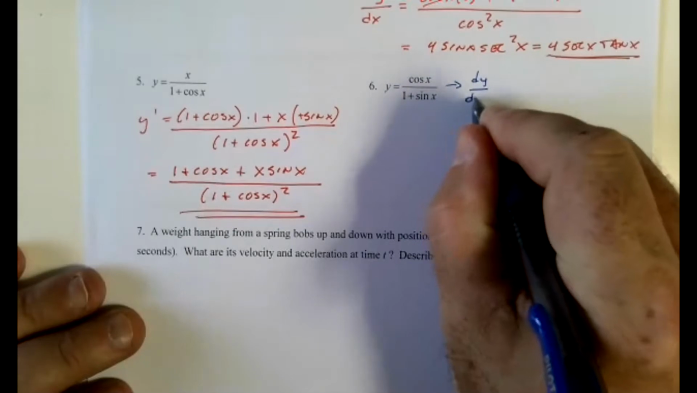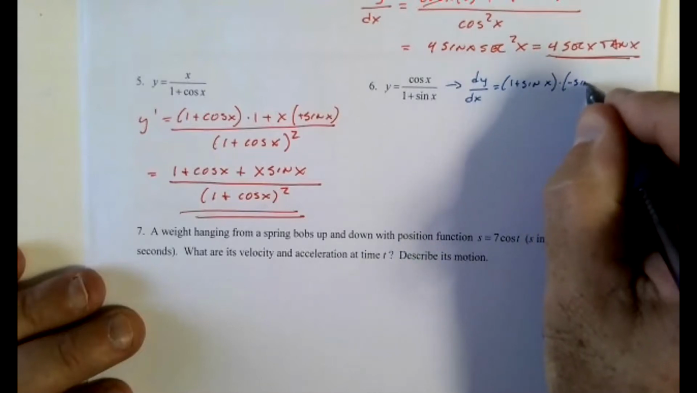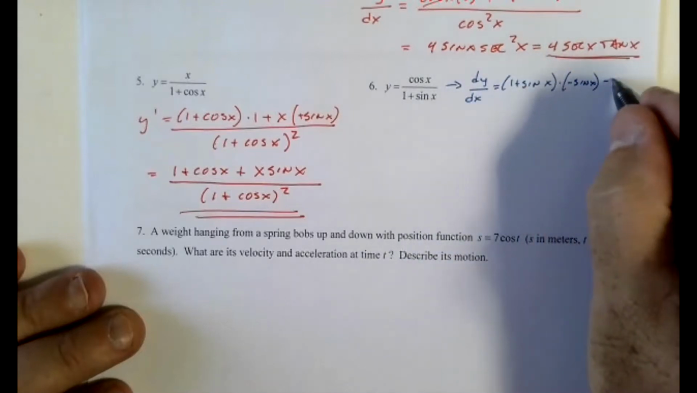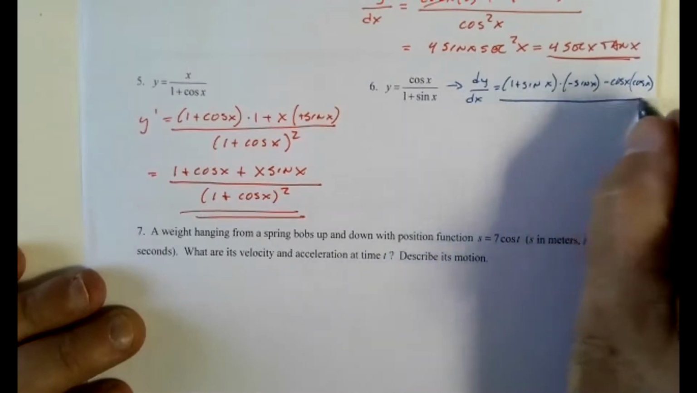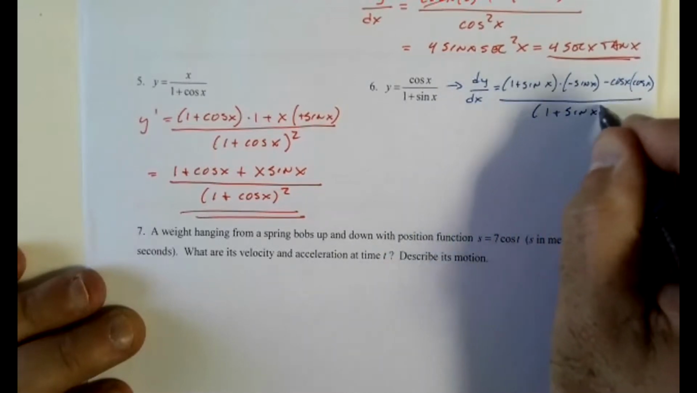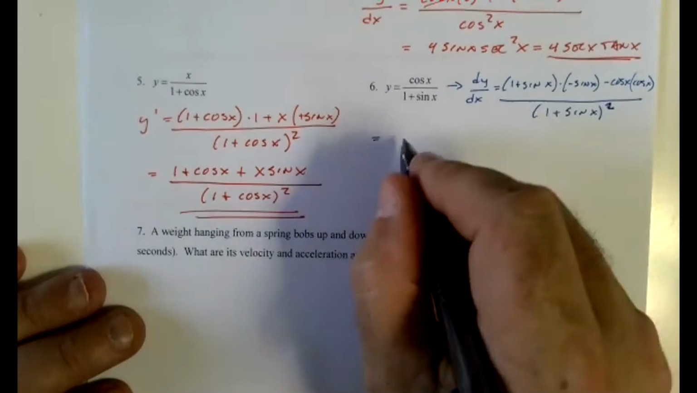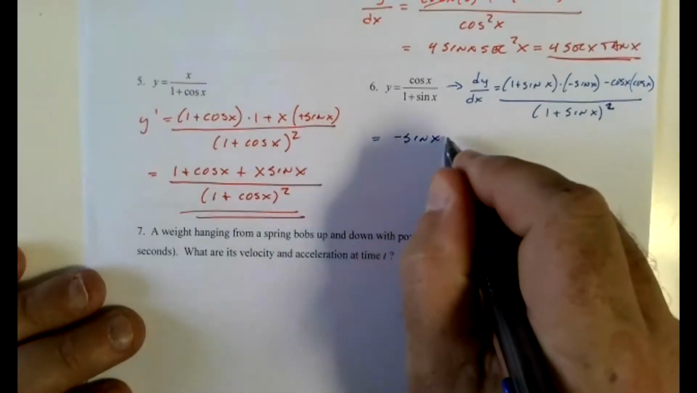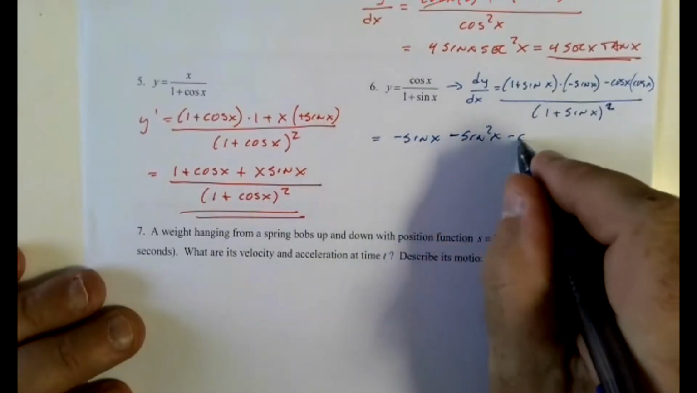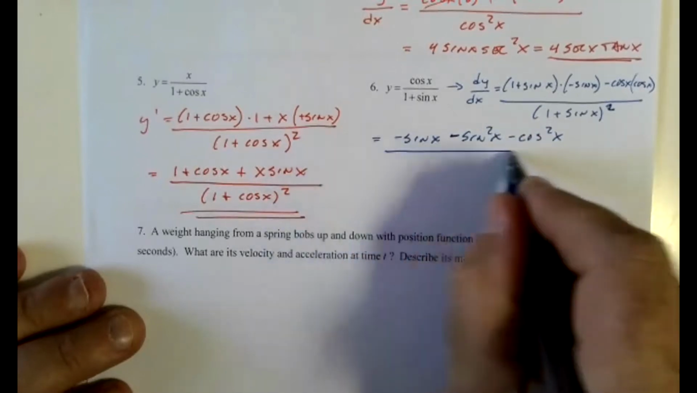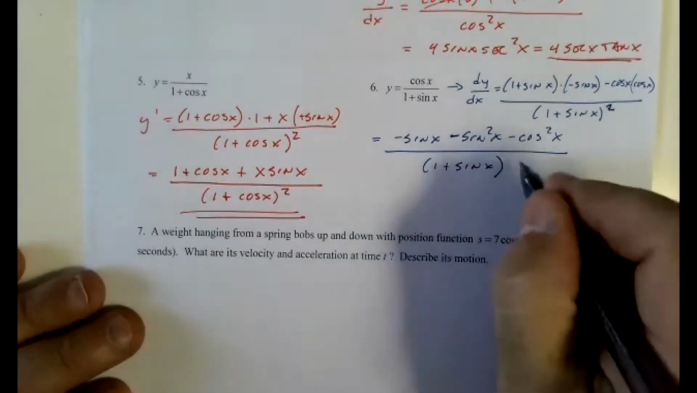I think I'm going to need a lot of space here, so low d high minus high d low equals negative sine of x minus sine squared x minus cosine squared x over 1 plus sine of x squared.